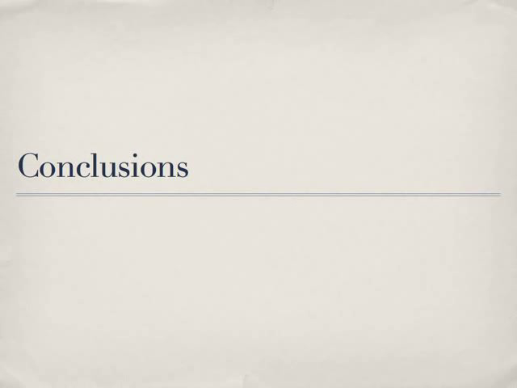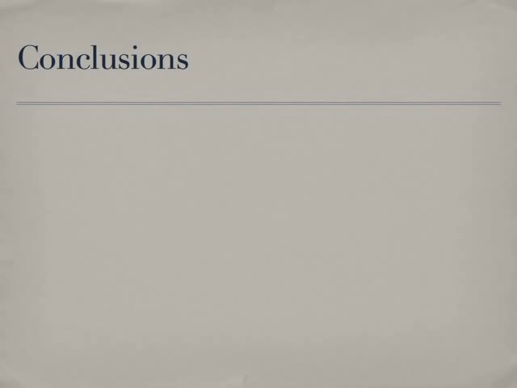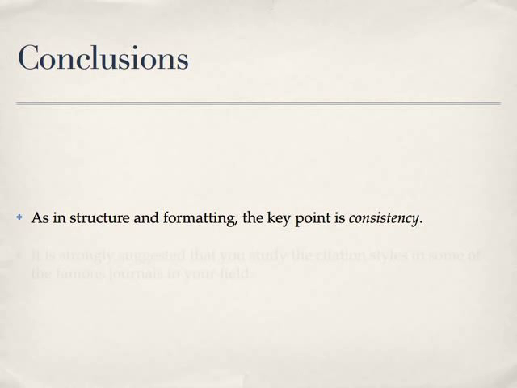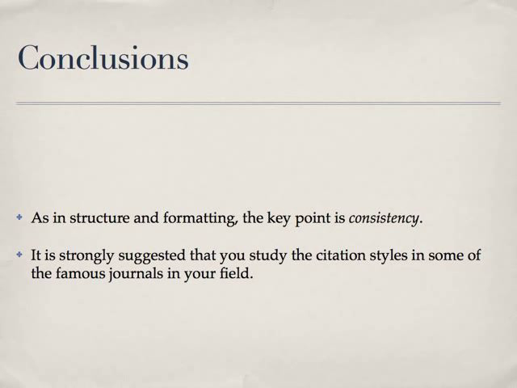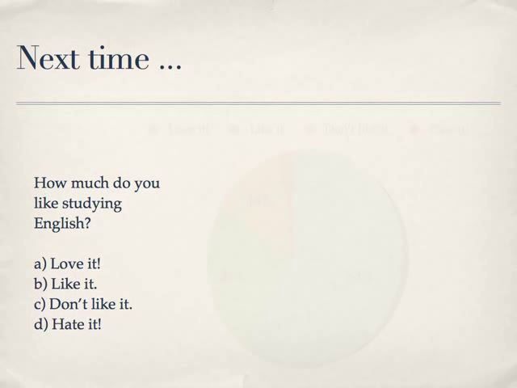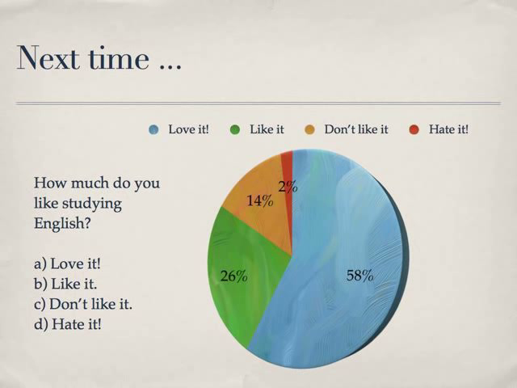In this video, we have only been able to cover the basics of citations, bibliographies and footnotes. As in structuring and formatting, the key point is consistency. If you start an essay using one citation style, continue using it until the end. Because citation styles differ quite significantly in different subjects, it is strongly suggested that you study the citation styles in some of the famous journals in your field. In the final video in the academic writing series, we will look at how to describe data in graphs.